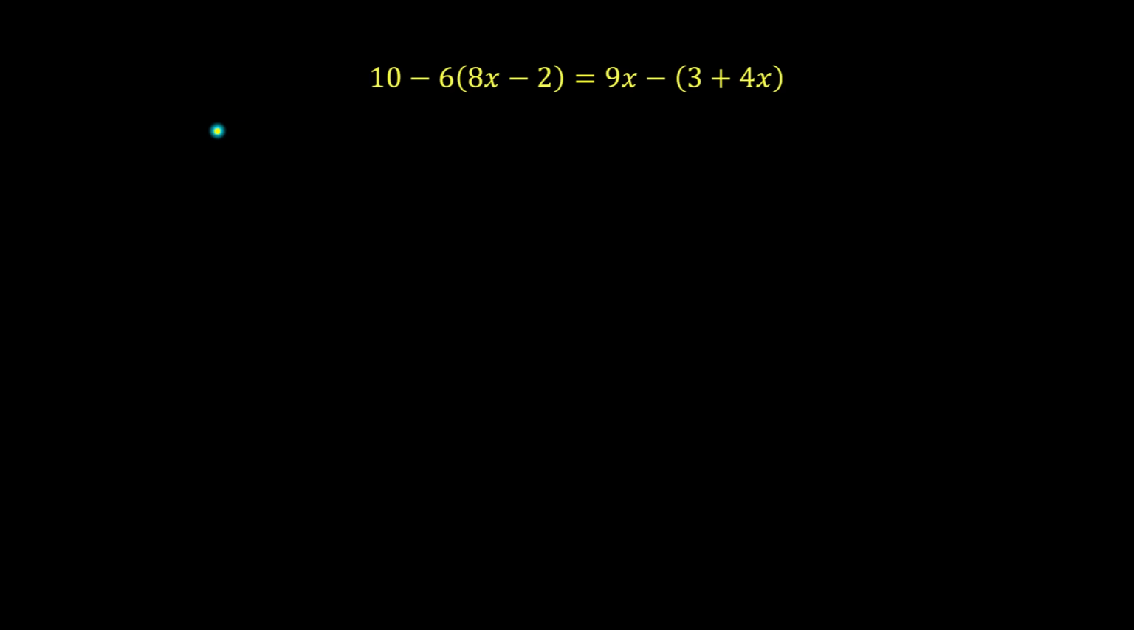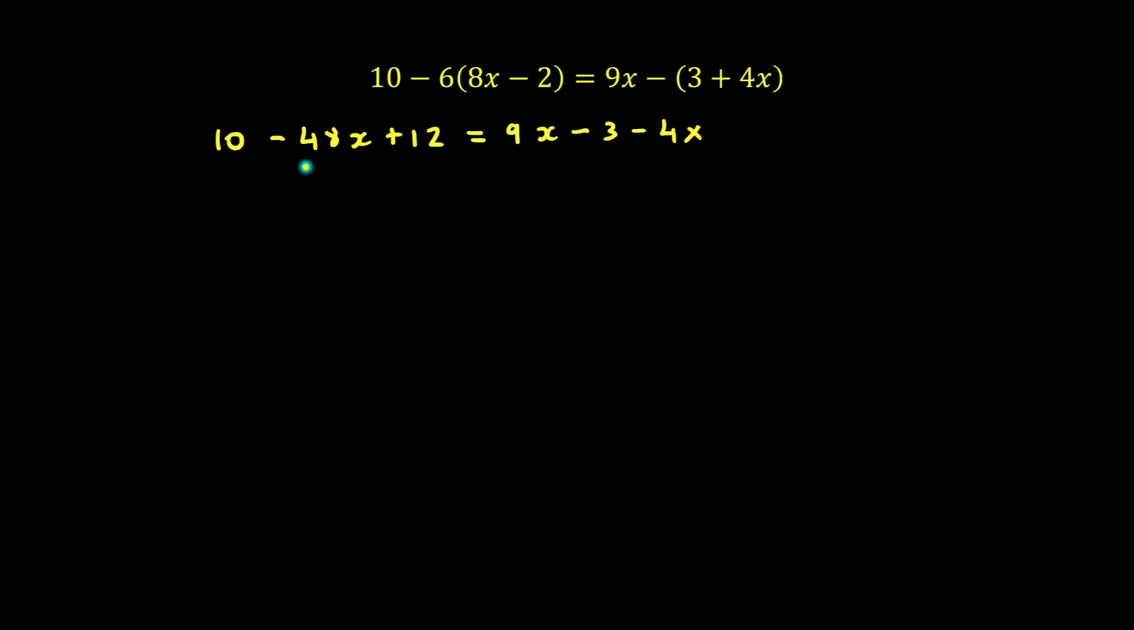So we'll have 10, and multiplying the brackets, minus 6 times 8 will give me minus 48x. Negative 6 times negative 2 will give me positive 12, and that would equal 9x. Now here you've got a negative, so basically we need to multiply everything in here by minus 1. That will give me minus 3 minus 4x.